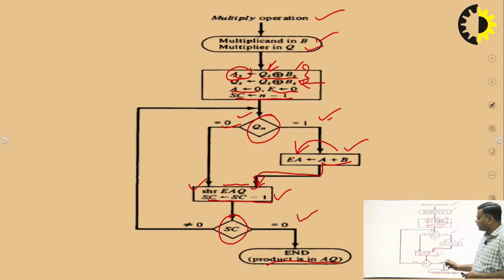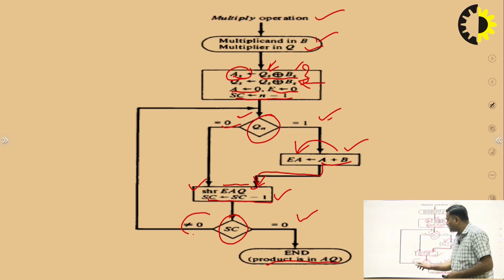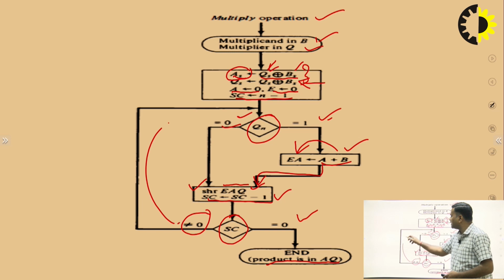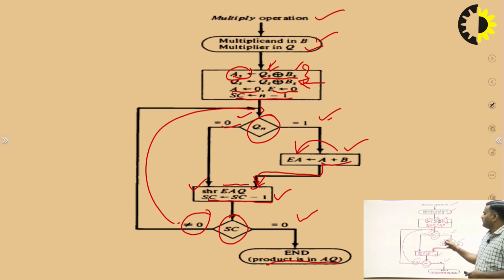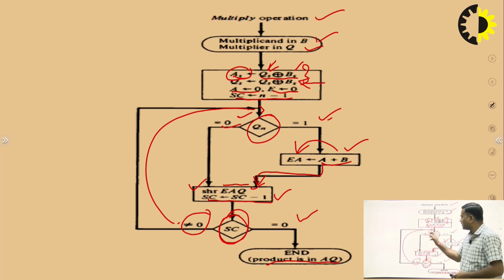If the sequence counter is not equal to 0, then we have to go to the further step and do another check of the Qn bit. In this way, we check the Qn bit and go into the loop. We have to check the sequence counter. If it is 0, we have got the result. Otherwise, we have to perform this step.